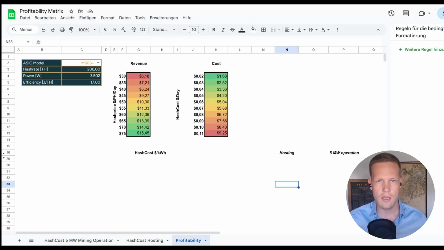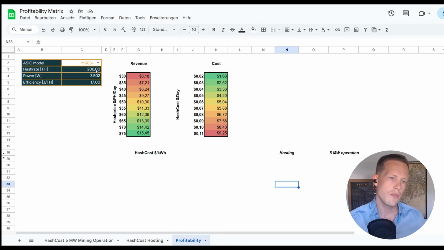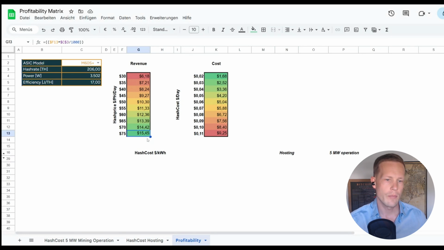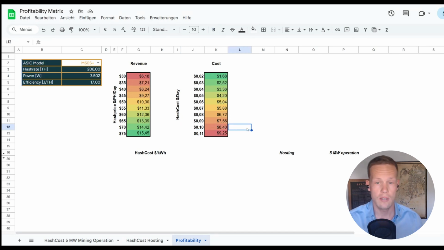So this is where we talk about revenue and cost again and bring it all together, right? On the left, this is an example for an M60S Plus machine. At hash price 30, the M60S Plus makes about $6 per day in revenue, and at hash price 75, it makes about $15.45 per day in revenue. On the opposite side of things, cost, right? At 4 cents, we have $3 per day that it costs me to run the machine. And if my hash cost is right around 10 cents, then it costs me about $8.40 to run the machine per day, right?